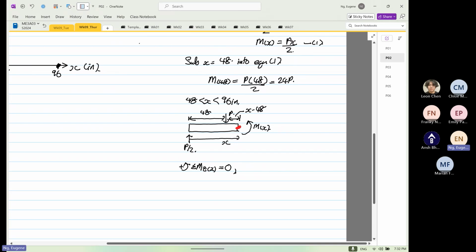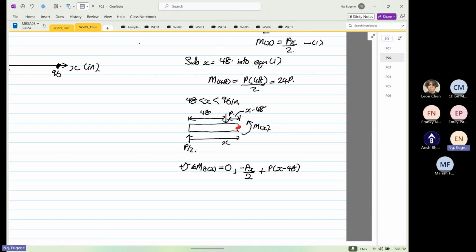So you have P over 2 going in a clockwise direction, so minus Px over 2, right? And then the other one is going in an anti-clockwise direction, plus P multiplied by x minus 48. Okay, because the distance is towards the red dot, that's why it's x minus 48. Okay, and then plus M as a function of x, this is equal to 0.